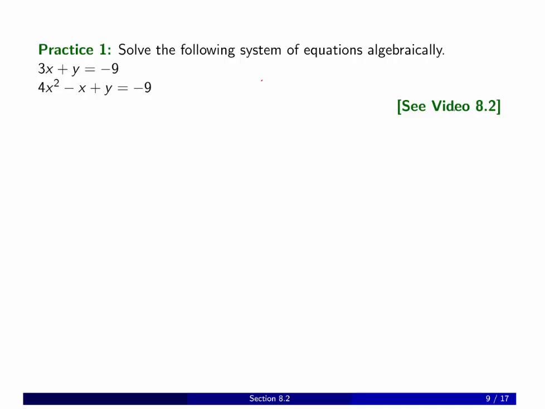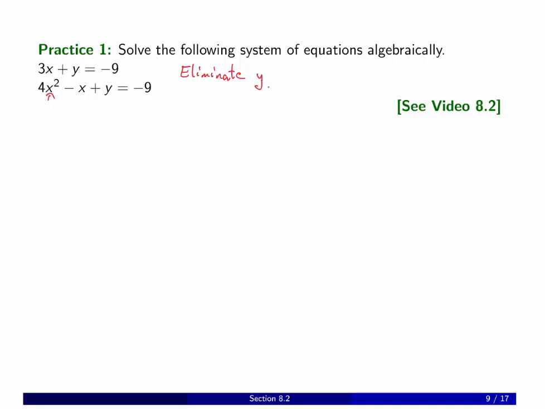Solve the following system of equations algebraically. 3x plus y equals negative 9. 4x squared minus x plus y equals negative 9. Okay, so right away you can make a decision what you want to use. I prefer elimination, and I'm going to try to eliminate. Which term do you think? Y. Has to be y, actually, because you're never going to get rid of this x squared, which means you're never going to have everything in terms of y.